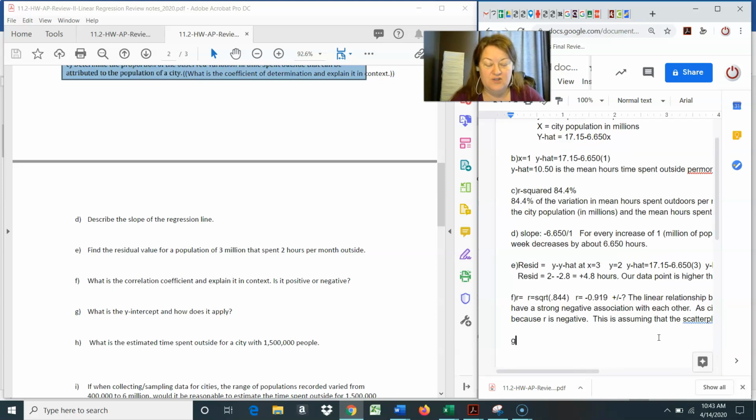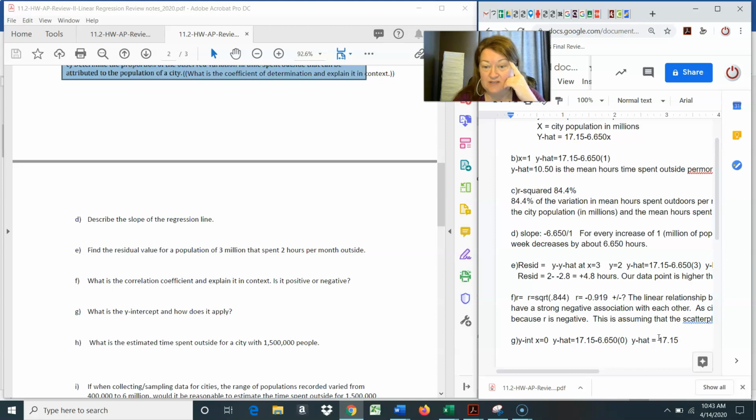Okay, all right, G. What is the y-intercept and how does it apply? So you find the y-intercept by plugging in x equals 0. Okay, so back to my equation. If I plug in x equals 0, I'm going to have y hat equals 17.15 minus 6.650 times 0, which would eliminate that, and I would just have y hat equals 17.15. Okay, so y is hours spent outside.